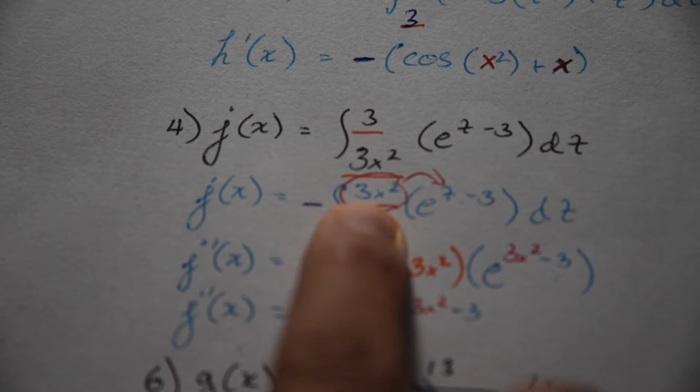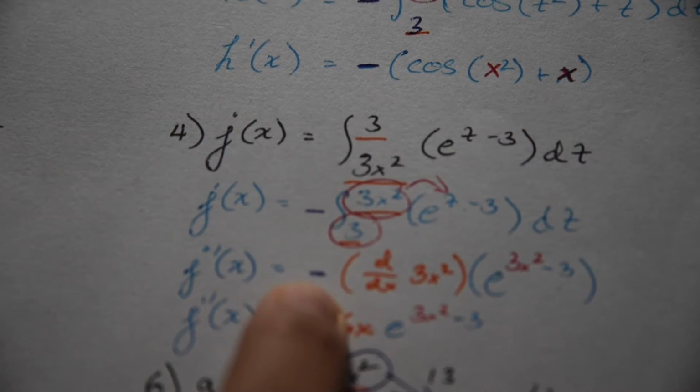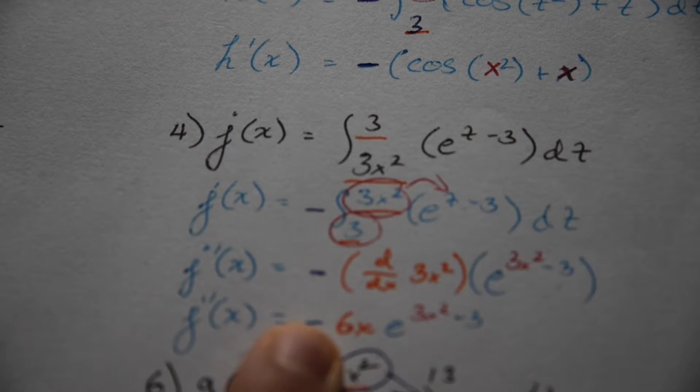Take the derivative of 3x squared, and remember to carry over the negative sign. What we do is we just find the final answer as negative 6x e to the power of 3x squared minus 3.